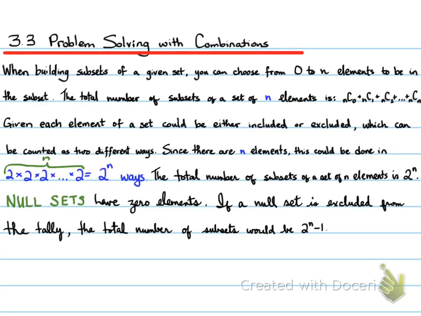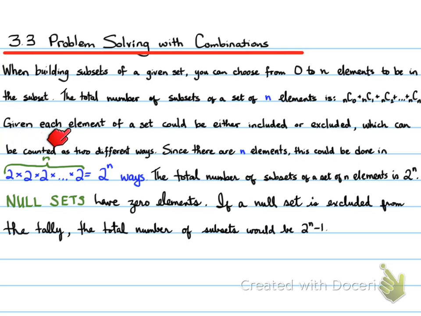3.3 Problem Solving with Combinations. When building subsets of a given set, you can choose from 0 to n elements to be in the subset. The total number of subsets of a set of n elements is the following.